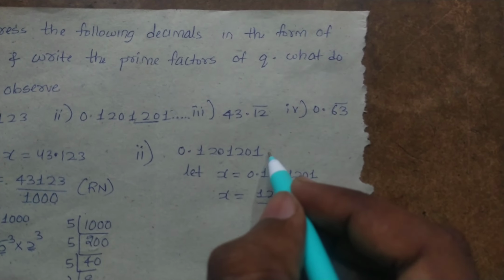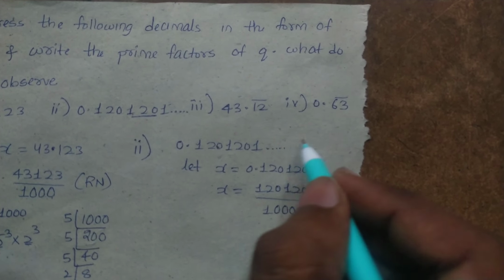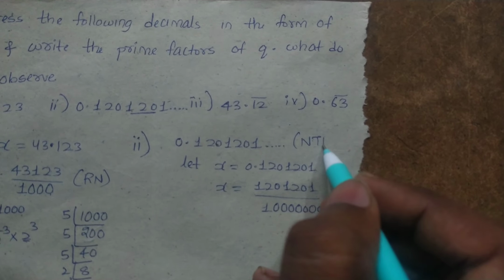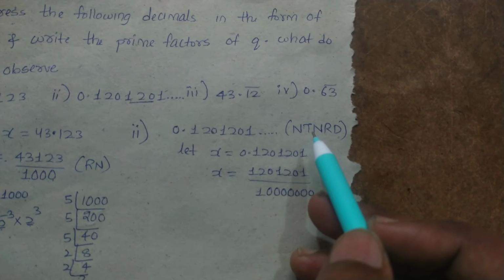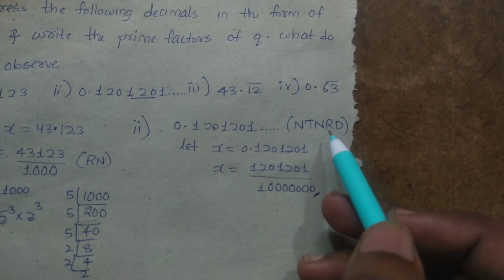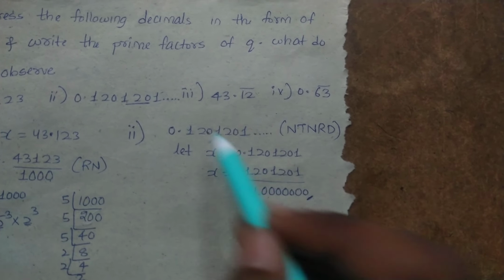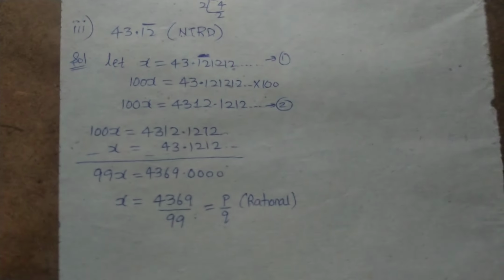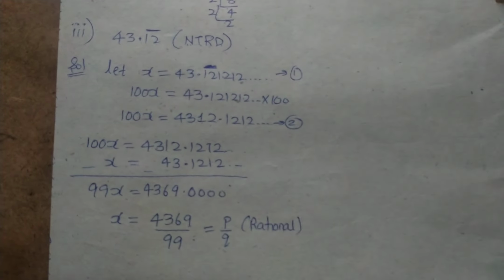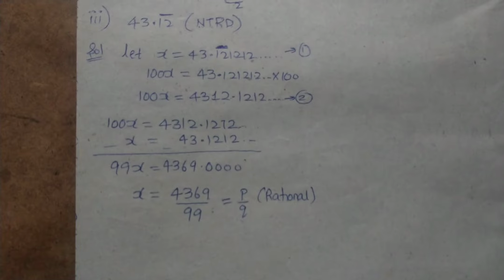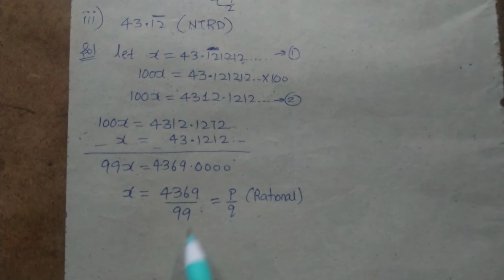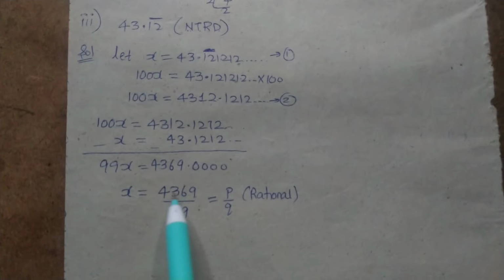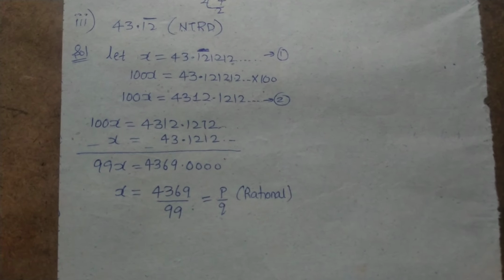But suppose this is a non-terminating and non-repeating decimal. This we cannot convert into a rational number. Clear? Depending upon the question. I have given clarity, right? So now here in this question, it is a non-terminating repeating decimal, so that's why we can convert this particular decimal into a rational number. So we have converted it: 4369 divided by 99 is the rational number.